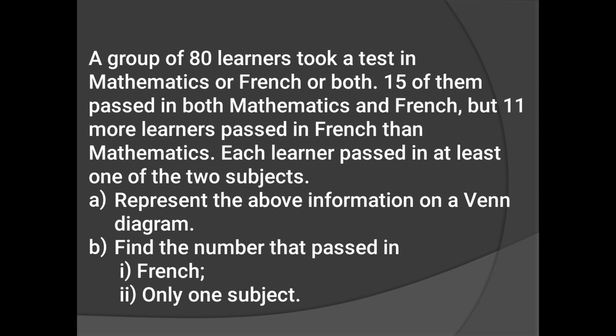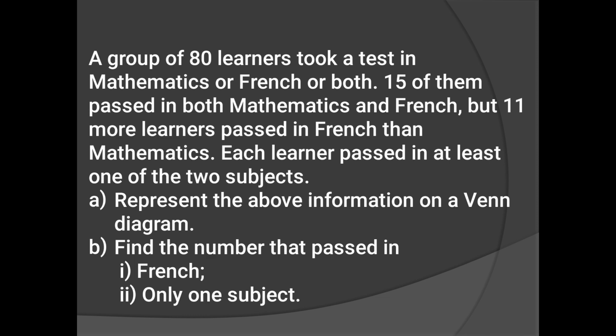So I'm going to read the whole question again without giving any explanation. Then we'll begin with the 11 more. A group of 80 learners took a test in mathematics or French or both. 15 of them passed in both mathematics and French, but 11 more learners passed in French than mathematics. Each learner passed in at least one of the two subjects. A, represent the above information on a Venn diagram. B, find the number that passed in I, French, I, only one subject.